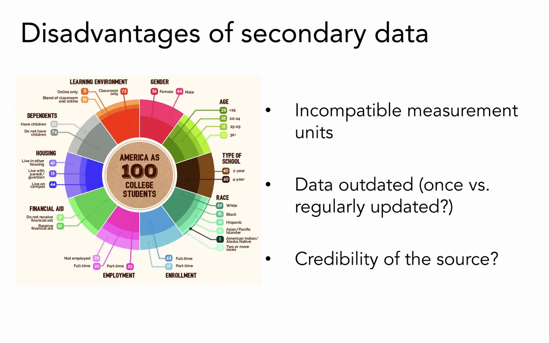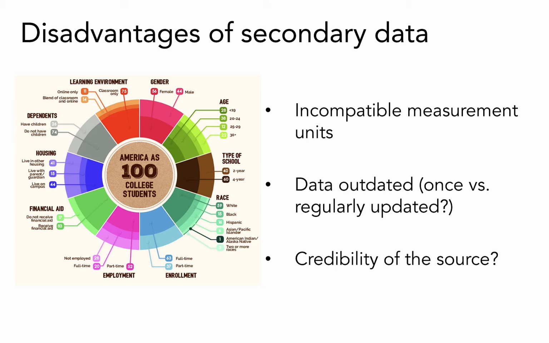The main downsides of secondary data are that measurement units could be incompatible with what you're trying to measure. So let's say you want to find out more about American college students' housing situation, and all you find in secondary data is a split between either living in other housing, living with parent or guardian, and living on campus. So basically the categories of housing they use are not very granular, they're very broad. And if you need more detailed insight into what type of housing situations they live in, whether they live with roommates, how many roommates, and so on, then the secondary data may not be compatible with what you're looking for, or may not have that level of granularity that you're looking for.